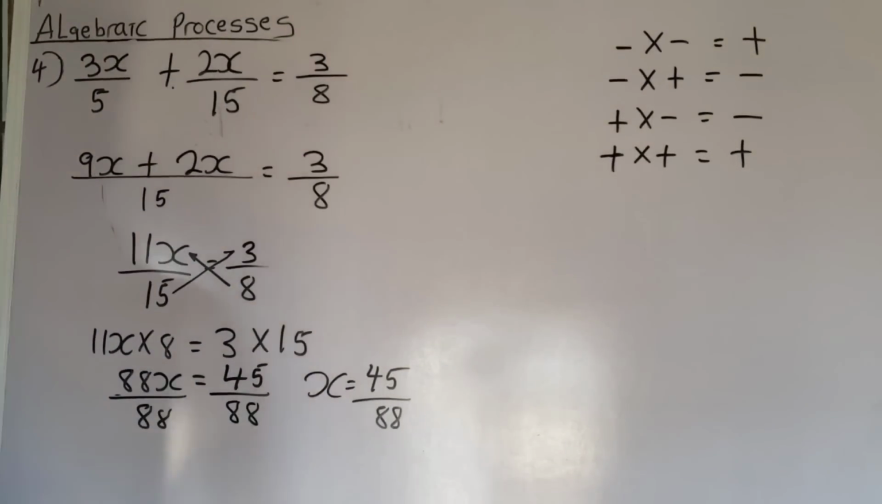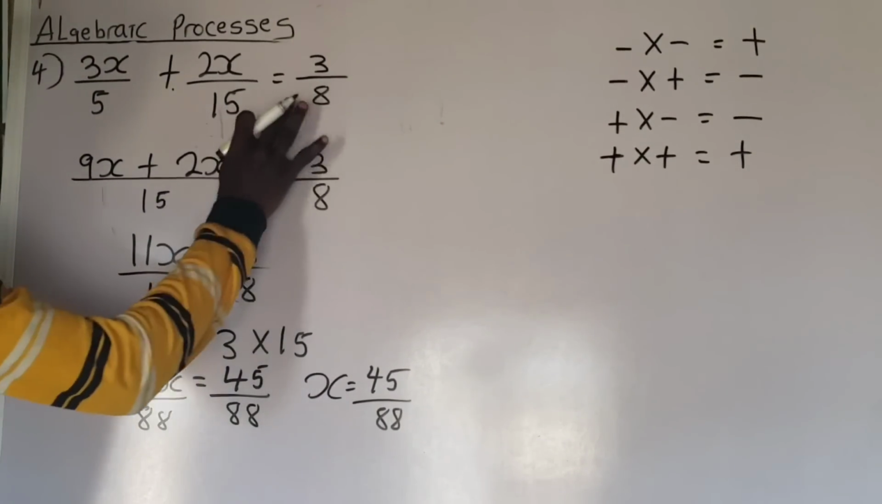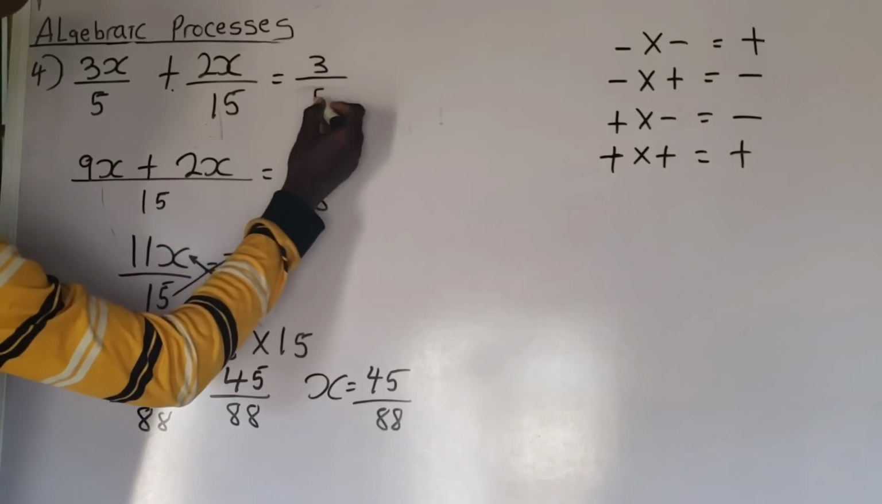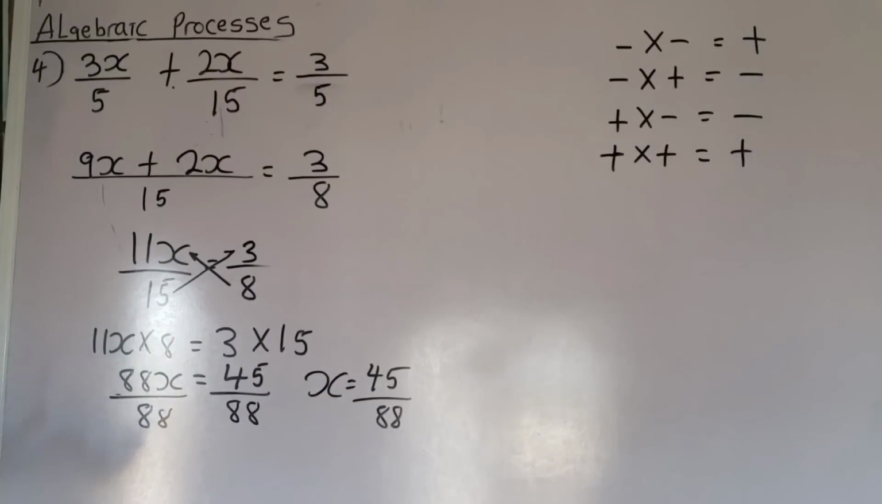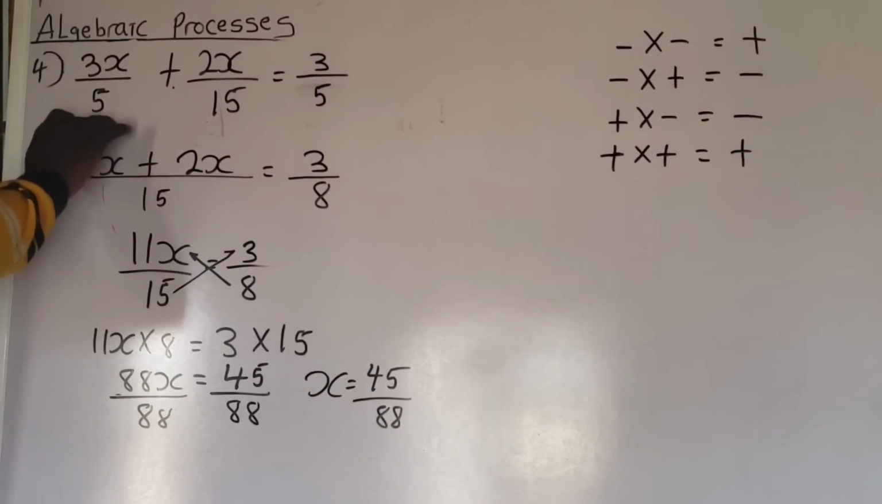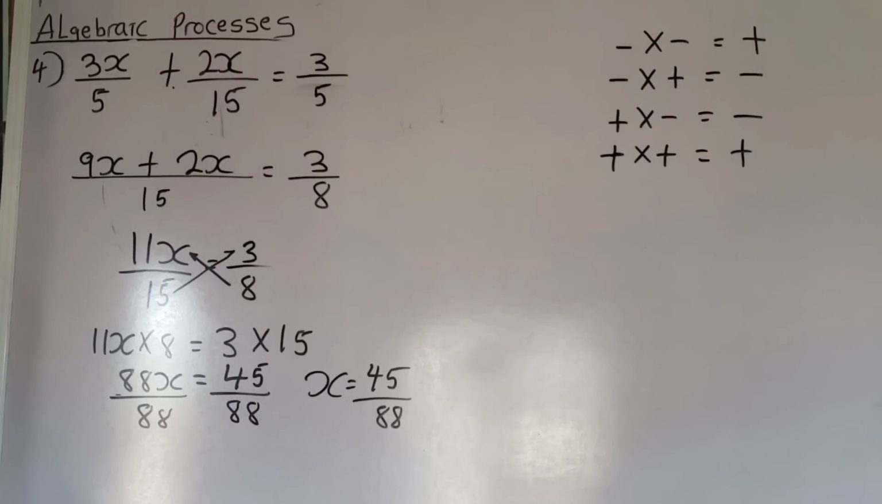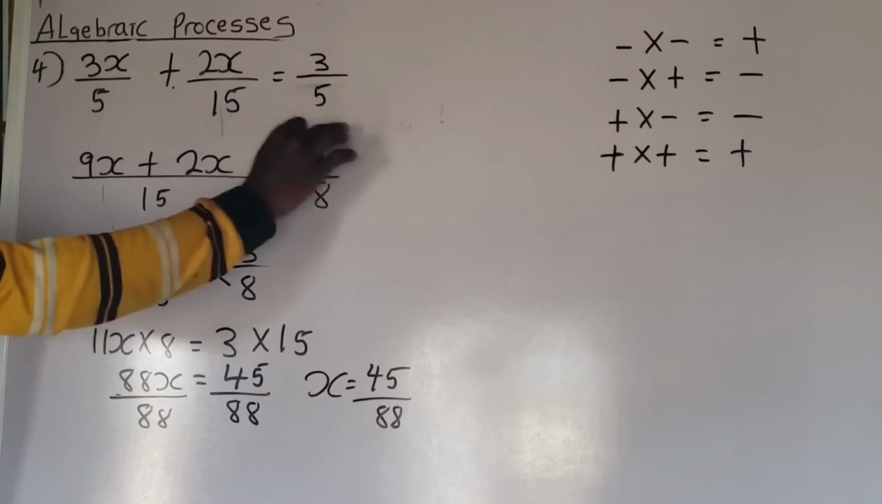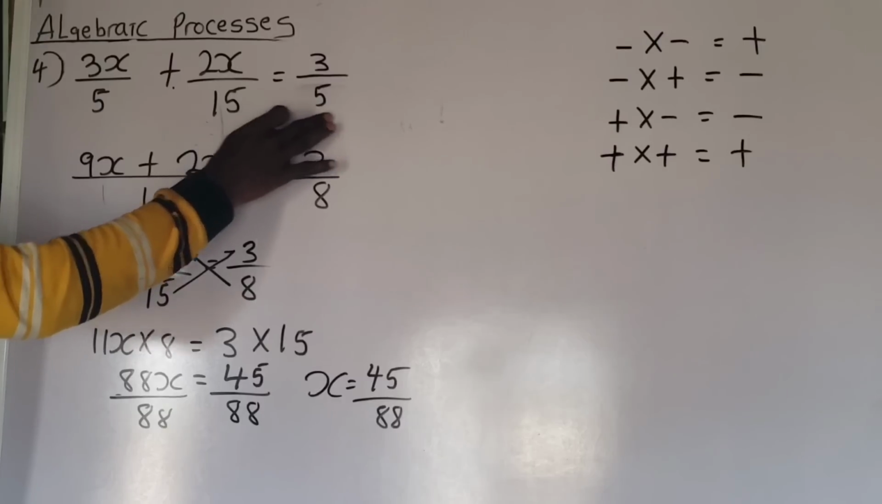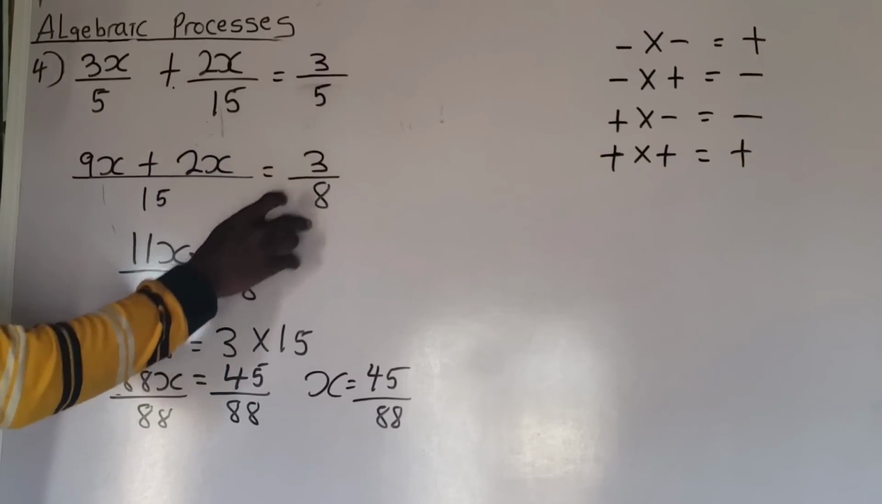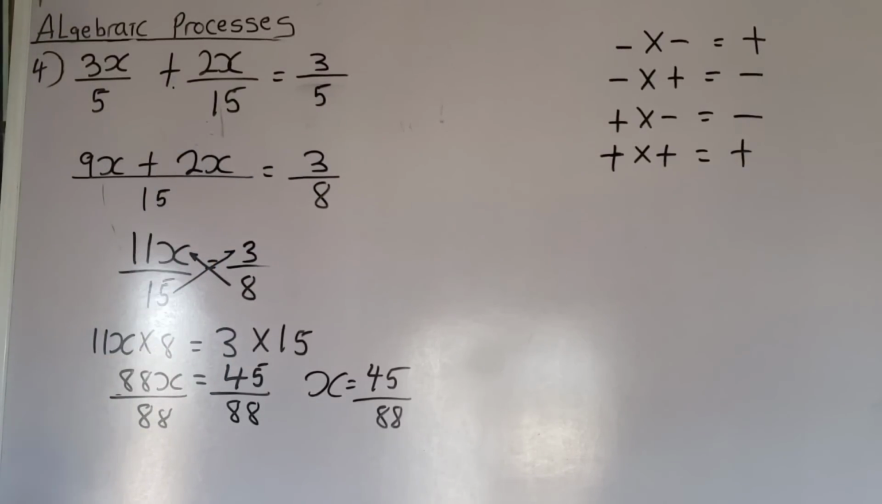Now, let's say the question is changed. That is, the denominator here, we change this to 5. I want you to attempt the question now. Okay, attempt the question. Drop your answer in the comment box. Okay, let's say we are now asked to solve this question. The denominator of this 3 is no longer 8. It is now 5. What will be your final answer?